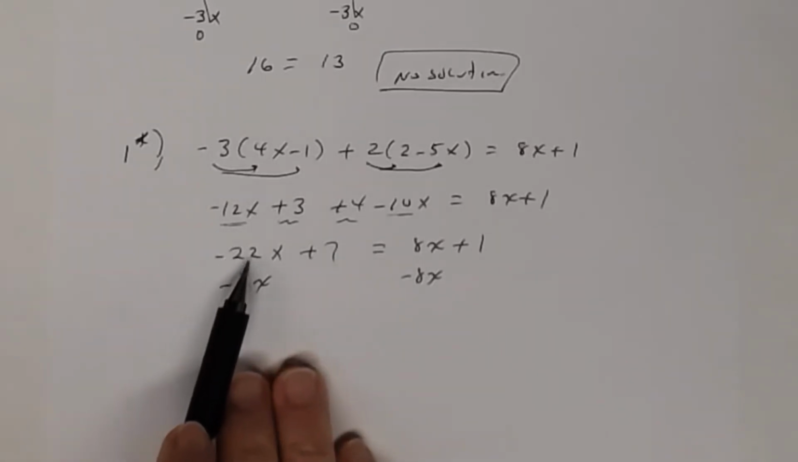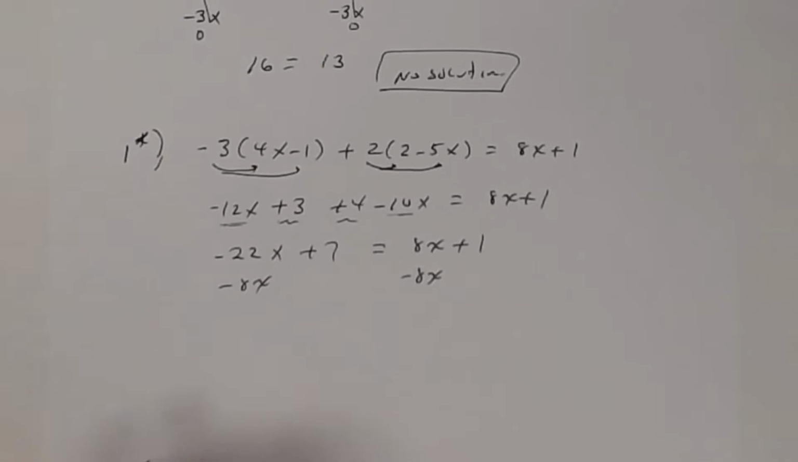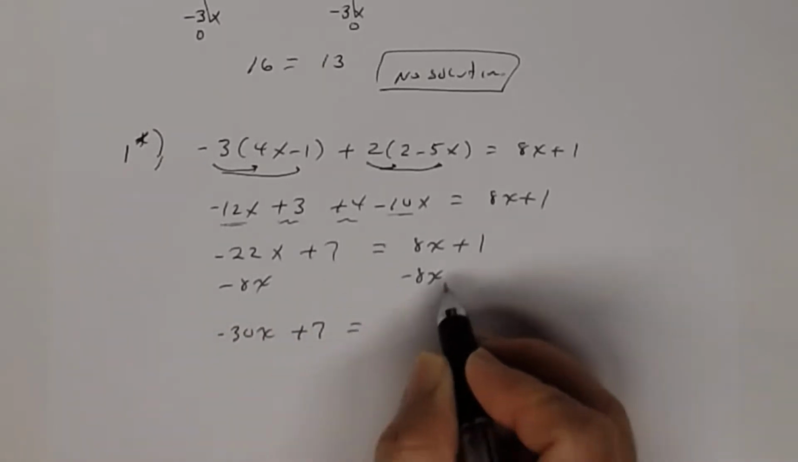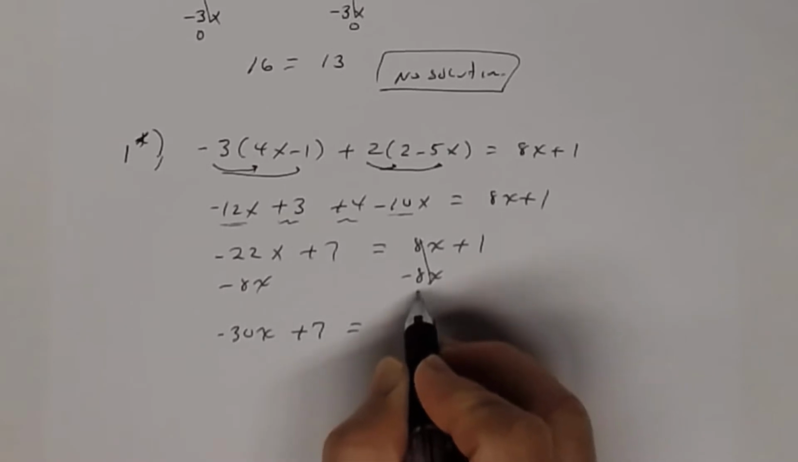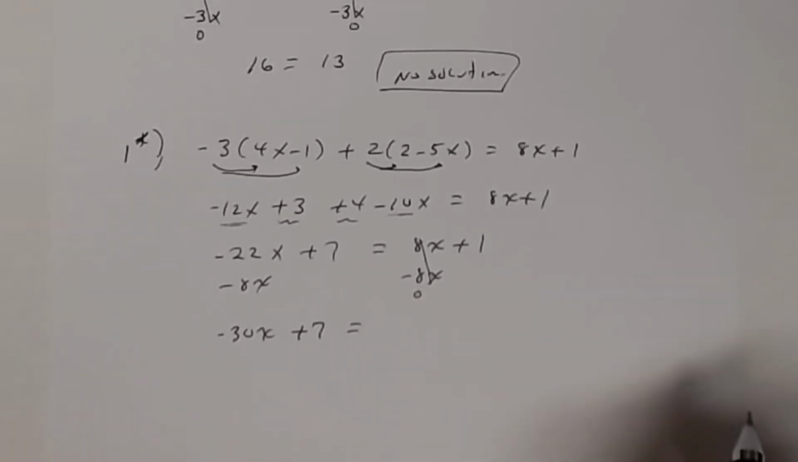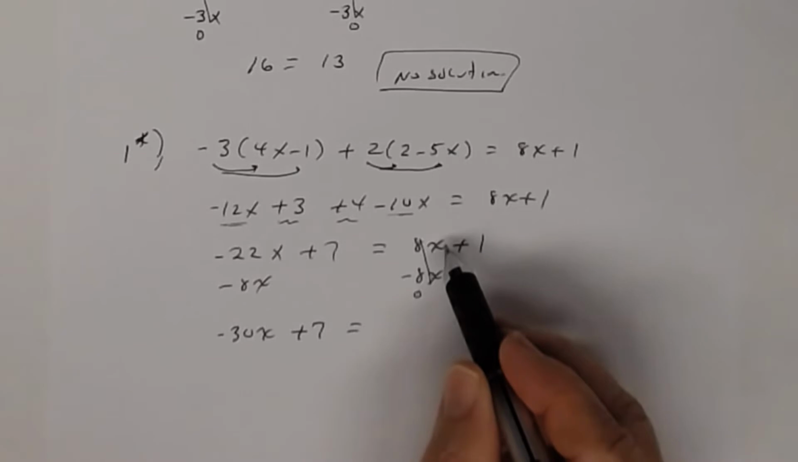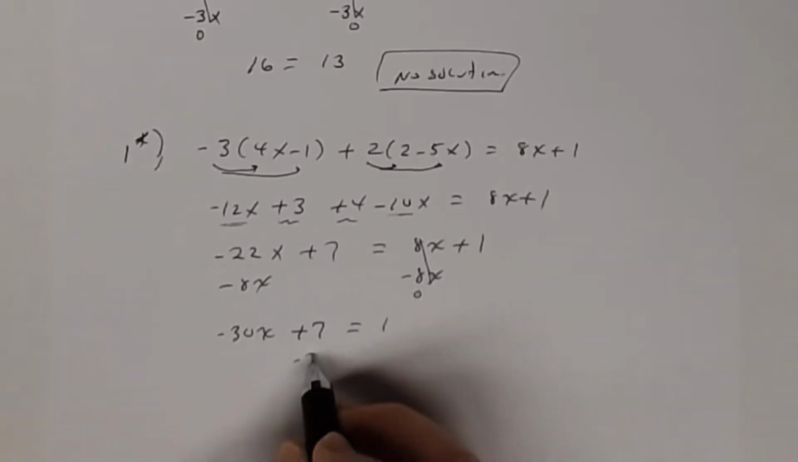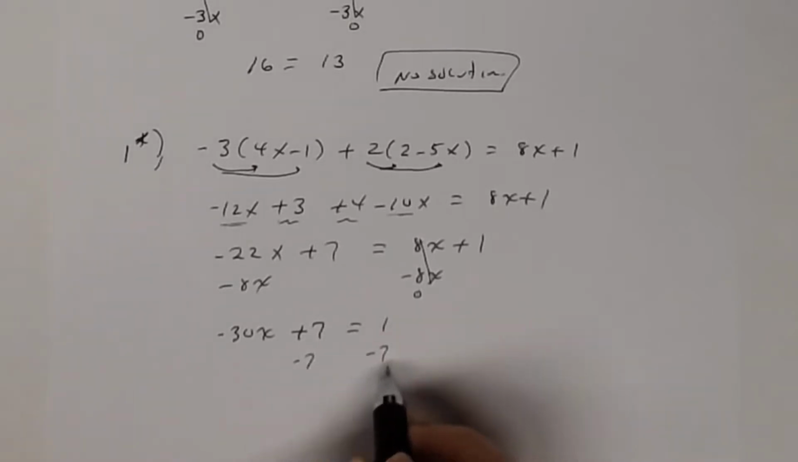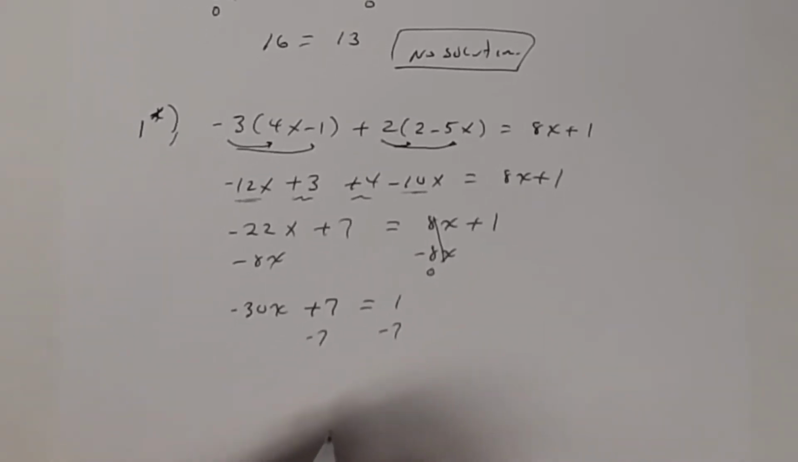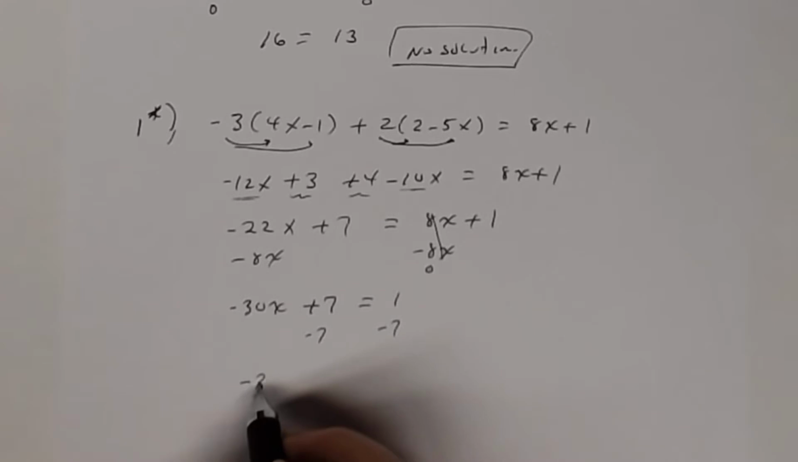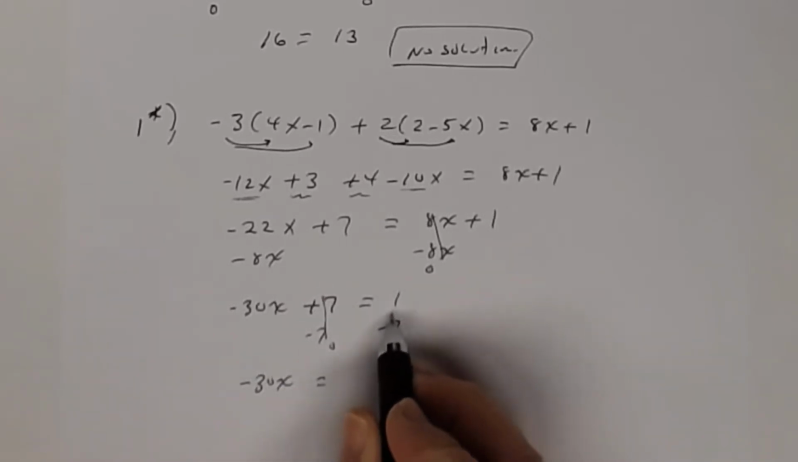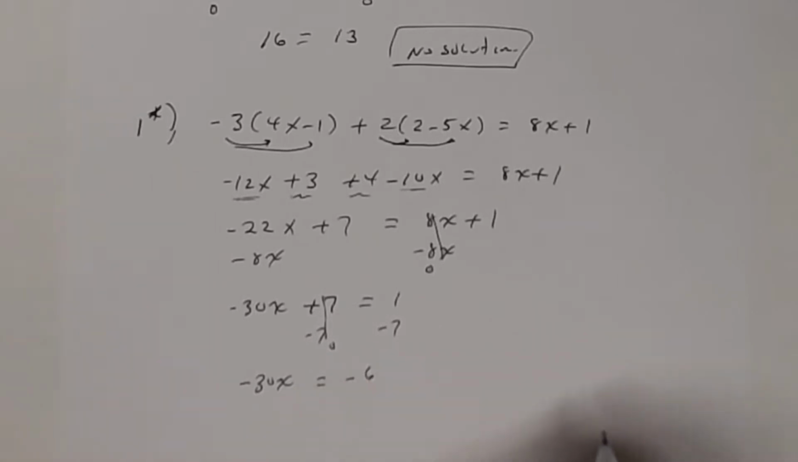Combining like terms, negative 22x and a negative 8x is a negative 30x plus 7 equals 8x and a negative 8x is 0. Those are opposites. So when you add two terms that are opposites, you get 0. 0 plus 1 is 1. And then subtract 7 from both sides. Notice what I do to one side, I do to the other to make it mathematically correct. Negative 30x, this is 0, equals 1 and a negative 7 is a negative 6.